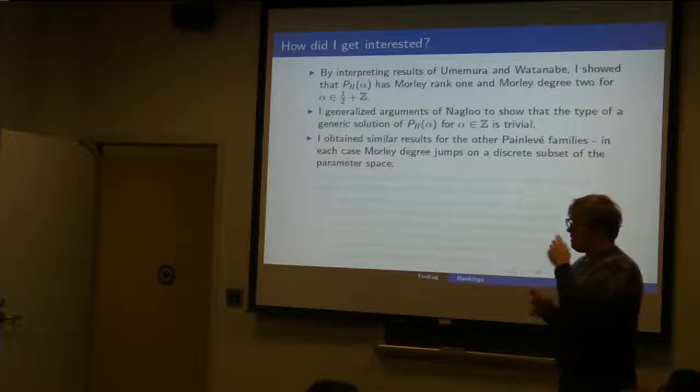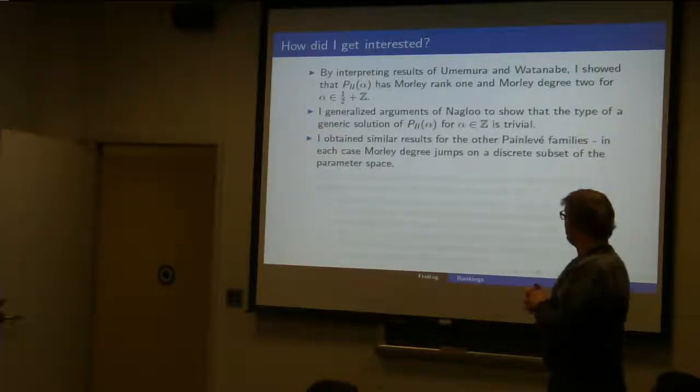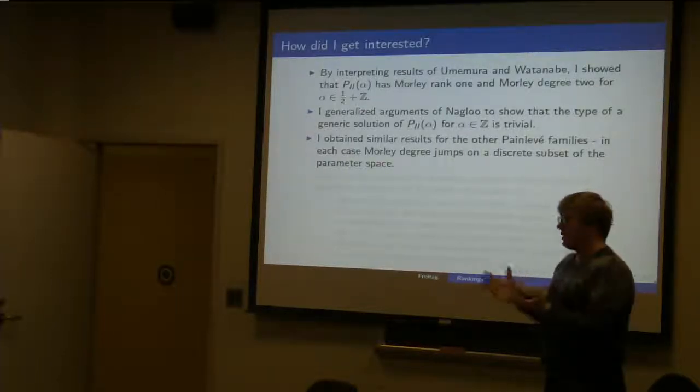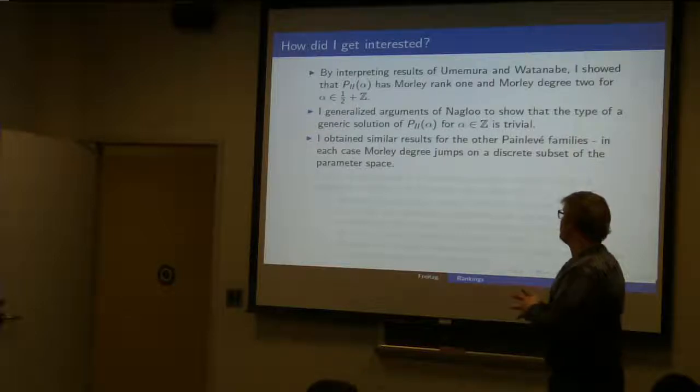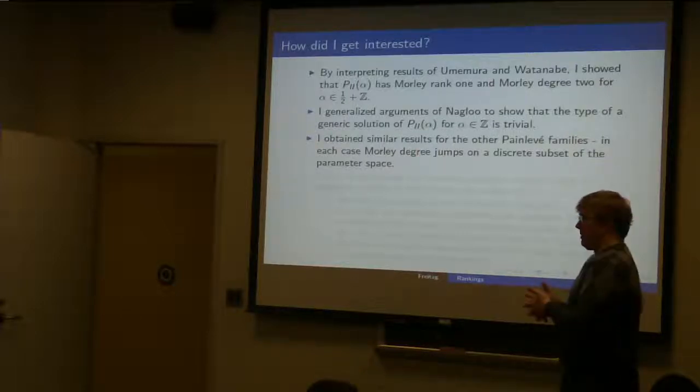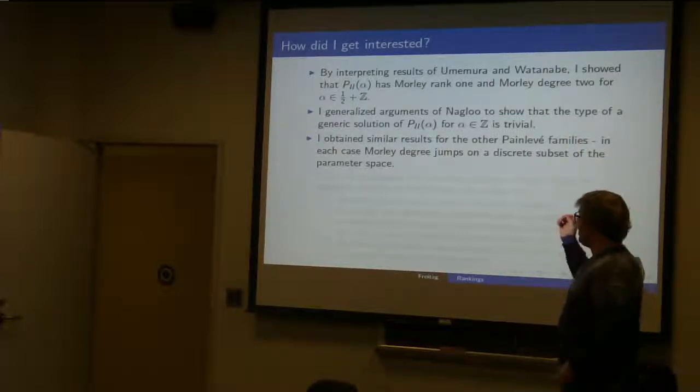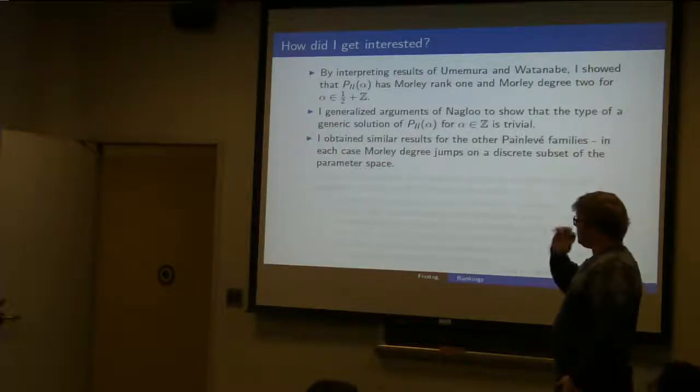So the Z means a complex group? You could replace Z by a complex one? That's right. Yes. So the generic type of any Painlevé 2 equation is geometrically trivial. That's what I mean: we have a rather complete understanding of the generic solutions of Painlevé 2 equations. Again, not as strong as my conjecture, but strong.